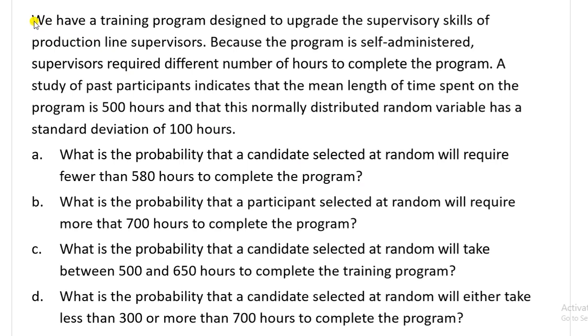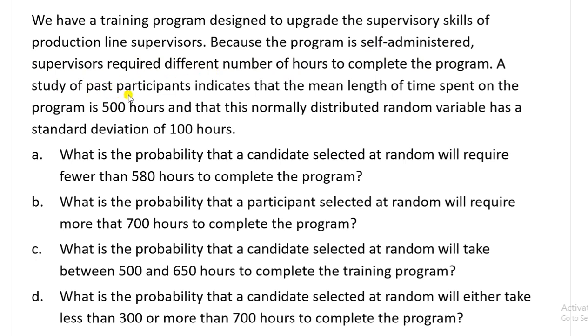Let me read through it. We have a training program designed to upgrade the supervisory skills of production line supervisors. Because the program is self-administered, supervisors require different number of hours to complete the program. It's a training thing, so of course they have to complete a number of hours of training.